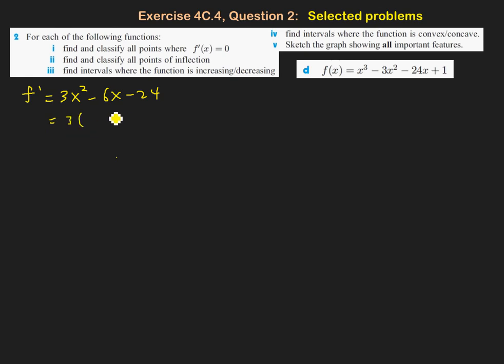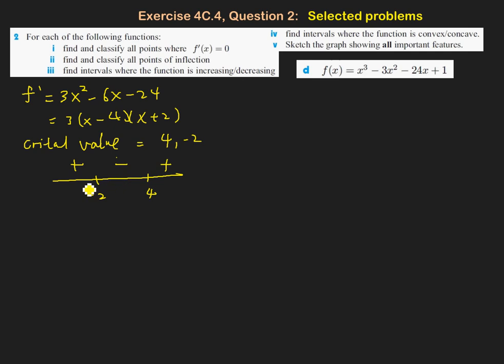And you can actually factorize this. So from here we can see the critical values are 4 and -2. The corresponding sign diagram will be something like this. If you check the sign carefully using f prime, you'll find positive, negative, and positive. So we know that there's a local maximum here and a local minimum here.